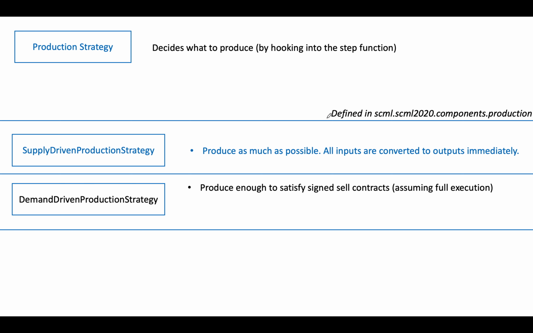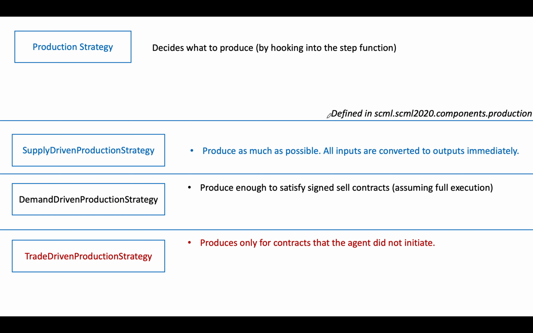That's why there is another strategy, which is called demand-driven production strategy. It simply produces enough to satisfy all signed contracts, assuming full execution. You can see here that you can immediately improve that by using an execution rate prediction so that you don't really assume full execution. You can be more intelligent. But all of the built-in strategies are extremely simple because the goal is to provide a baseline.